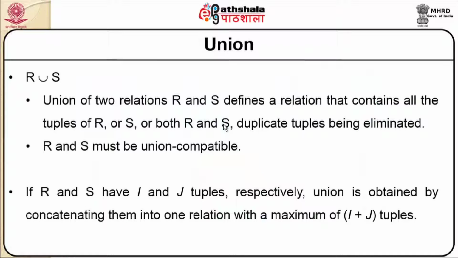Now we will talk about union, where the symbol for union is this. Between two different relations union can happen. Union of two relations R and S defines a relation that contains all the tuples of R or S or both R and S. Duplicate tuples may be eliminated. R and S must be union compatible if R and S have i and j tuples respectively. Union is obtained by concatenating them into one relation with a maximum of i plus j tuples.